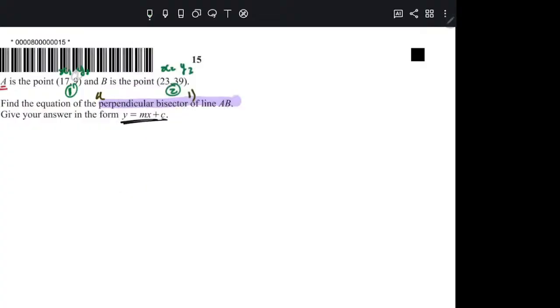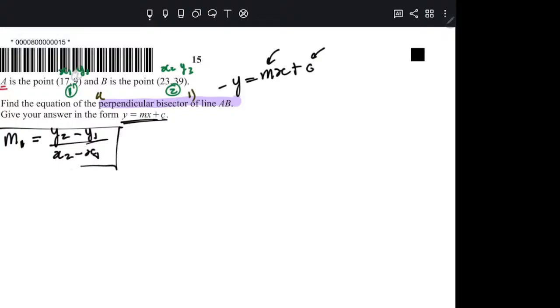Y is mx plus c. It's a line, so it's going to be y is mx plus c. I need m, I need c. So I need to find these too, and I'm done. How do I find m? I first find m1 equals y2 minus y1 over x2 minus x1. Everybody must know the formula for gradients here. We need you to know it.